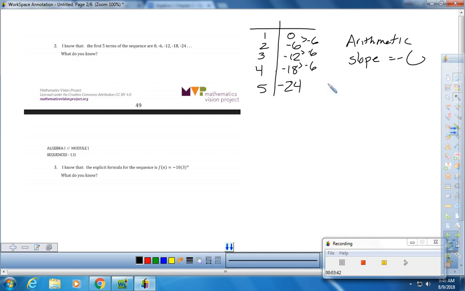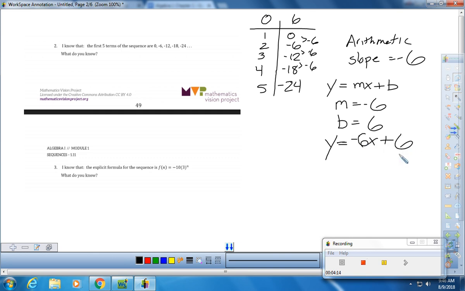All right, well, what's our y-intercept? If it's y equals mx plus b, well, our m is negative 6. What's our b? Well, to find that, we've got to put in a 0 in our table to see where it hits. And that's going to be a positive 6. So this equation is going to be y equals negative 6x plus 6, or f of x is negative 6x plus 6.